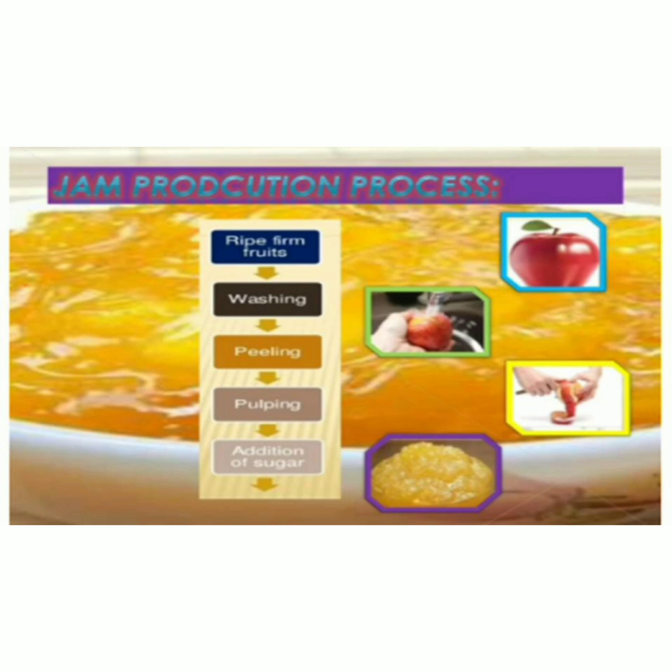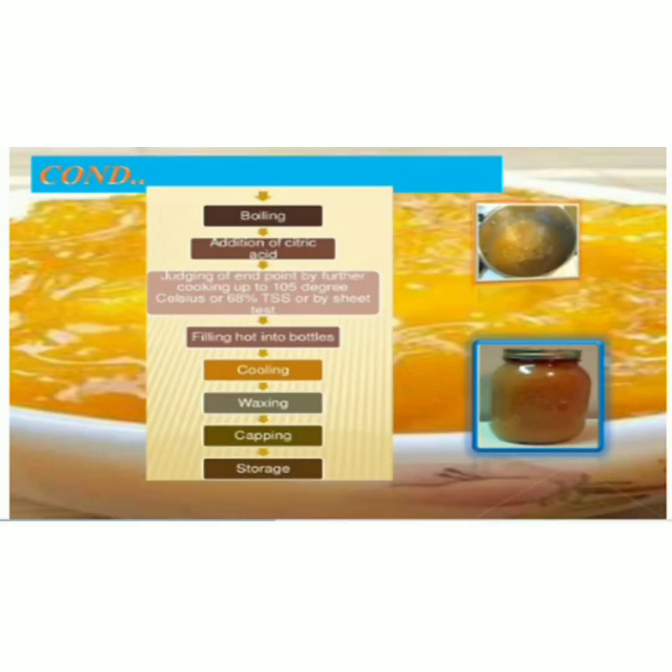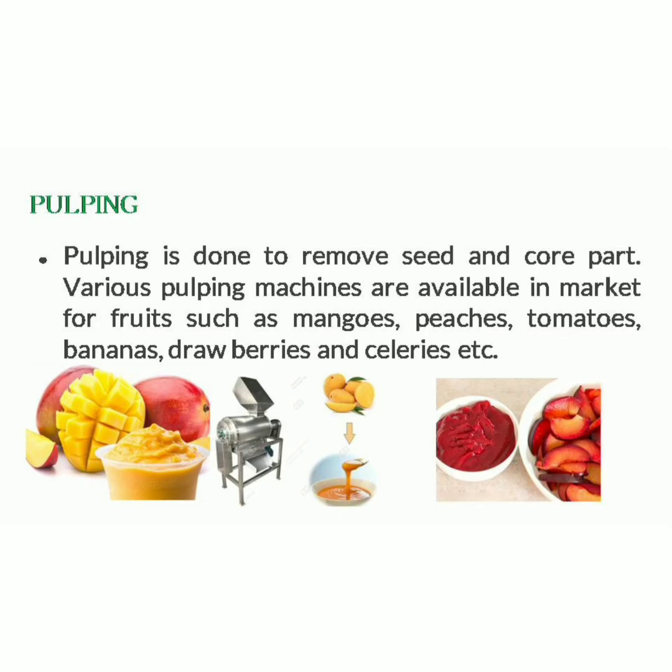See, this is the jam production process. First, selection of fruit, ripe fruits. Next, washing, peeling, pulping, addition of sugar. Then boiling the mixture, addition of citric acid, judging of end point, filling the hot jam into the bottles, cooling them, waxing, capping, and storage. These are all the processes of jam preparation.